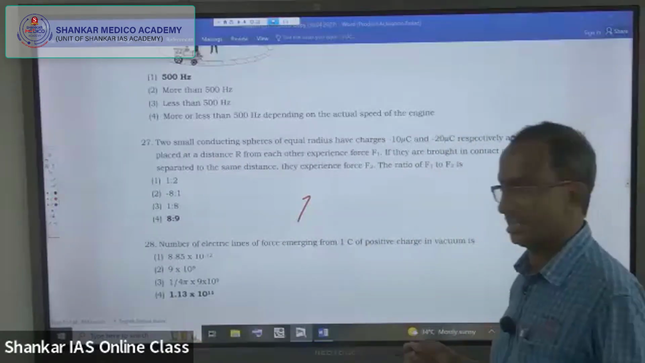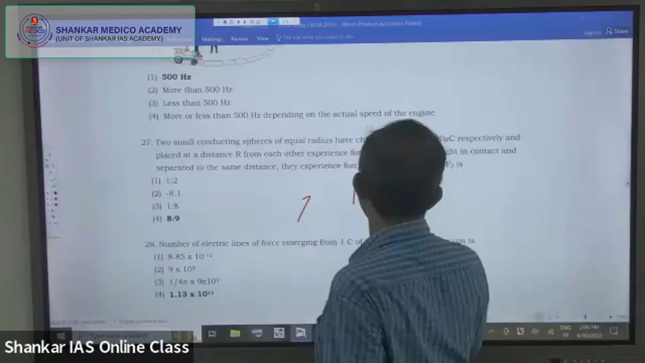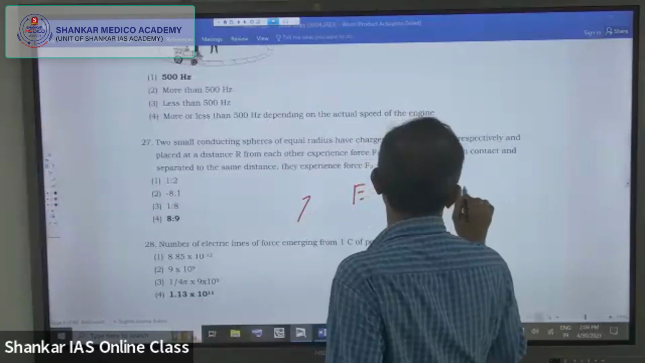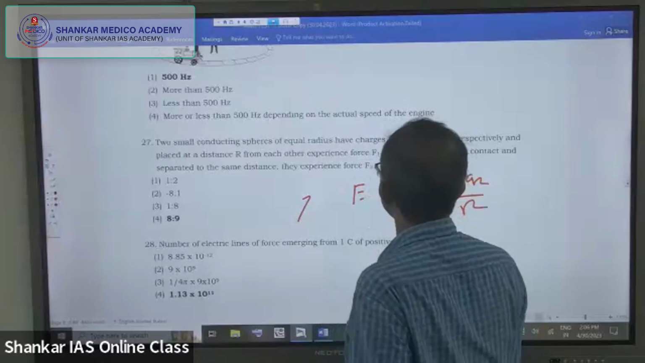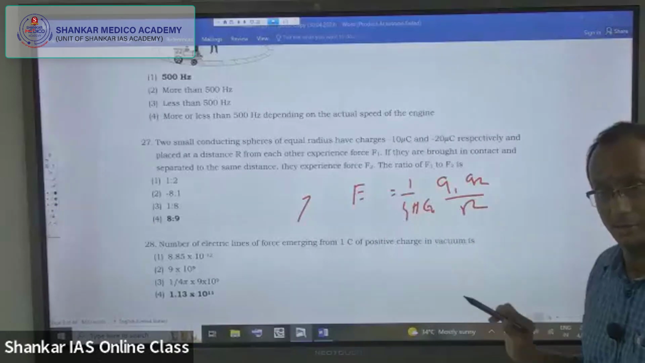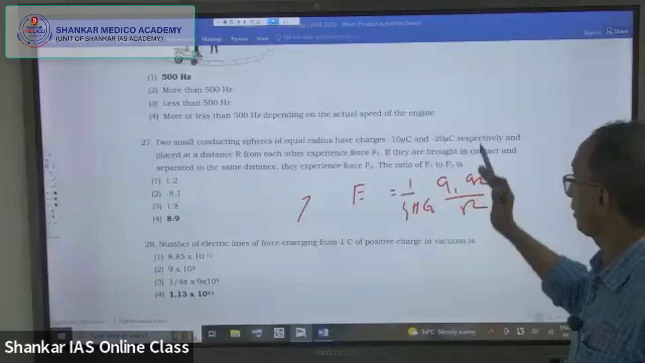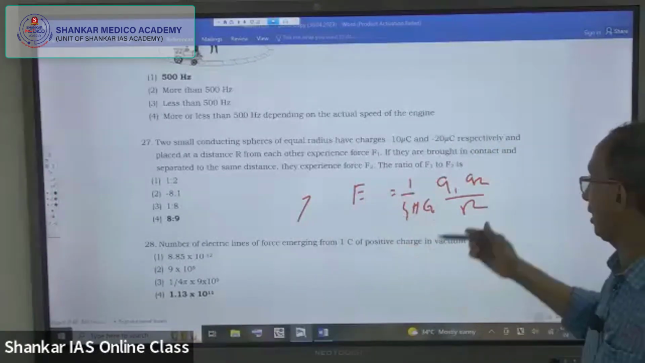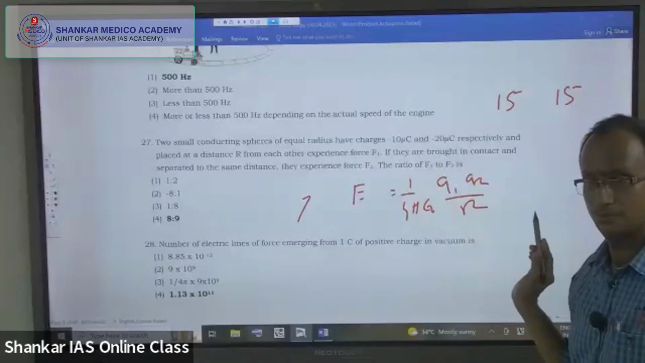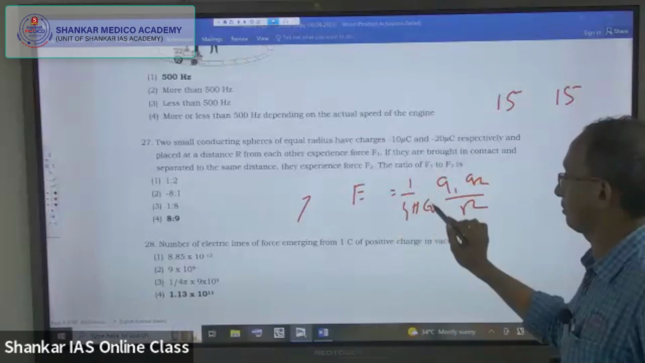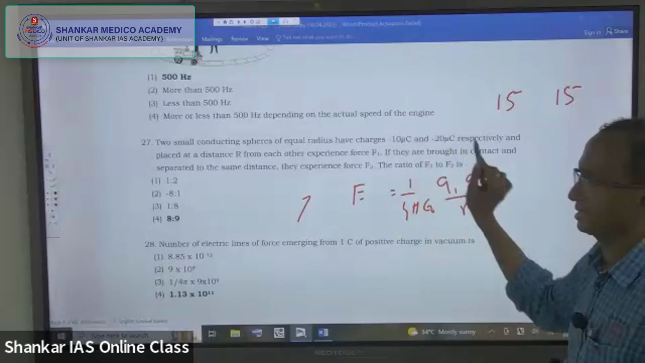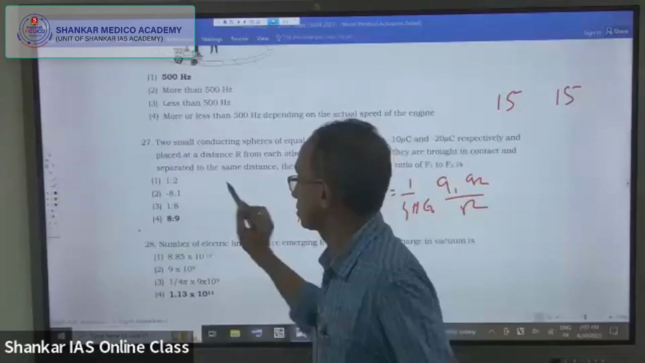See, here the relation is F equals 1 by 4 pi epsilon naught Q1 Q2 by R squared. In the first case, it is 10 and 20. Second case, they are touching each other and separating. So they will be having 15 and 15 each, 10 plus 20 by 2. Then again substitute. F2 equals 1 by 4 pi epsilon 0, 15 by R square. Initially it is 10, 10. Answer will be 8:9.